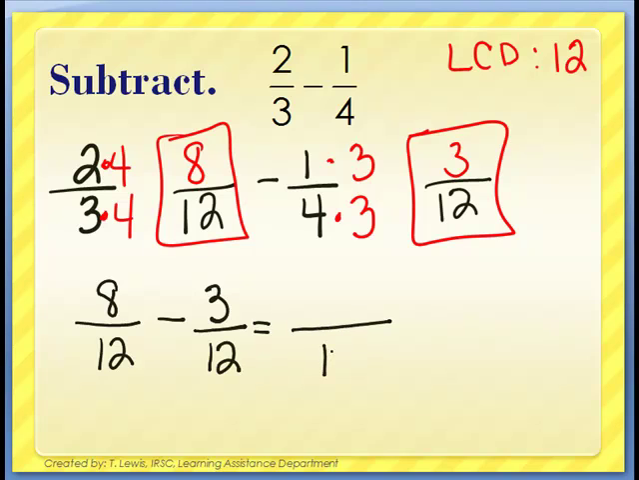Common denominator is 12. Subtract 8 and 3. 8 minus 3, we have 5. And keep our denominator the same. So our answer is 5/12.